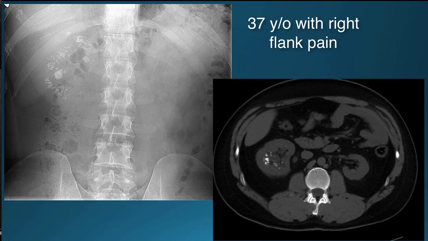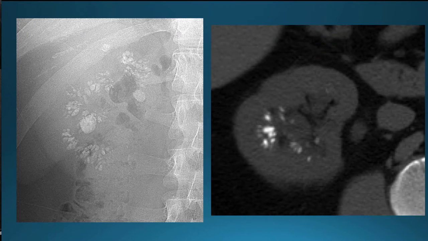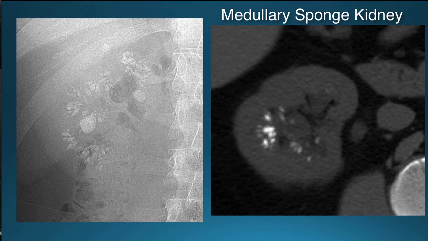And if we take a closer look at both the X-ray as well as the CT, we can see that although some of the calcifications are clearly within the collecting system, many of which are within the medullary pyramids. CT also, as well as the KUB, demonstrated no calcifications on the left, and also that the right kidney was larger than the left. And these findings are quite consistent with a medullary nephrocalcinosis, but more specifically medullary sponge kidney.